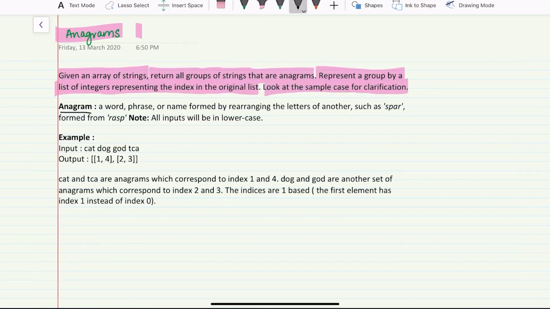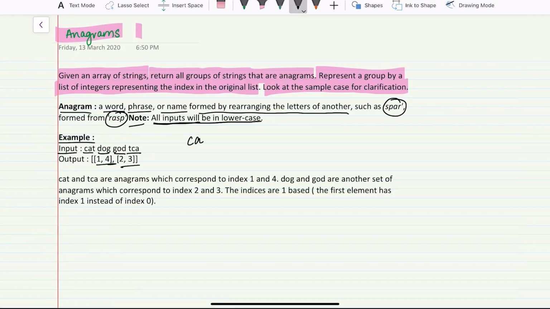An anagram is a word, a phrase or name formed by rearranging the letters of another. For example, spar and rasp both are anagrams because they have the same set of characters and the same frequency of characters, but only the order is different. Also note that all inputs will be in lower case. For example, the input is cat, dog, god and tca. So you have to return 1, 4 and 2, 3.